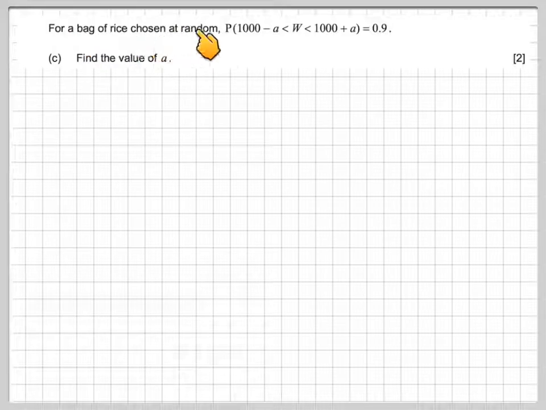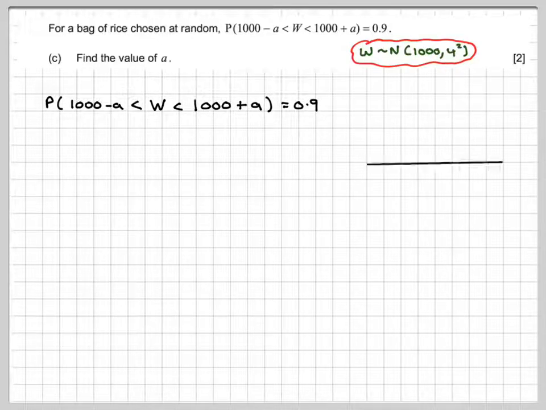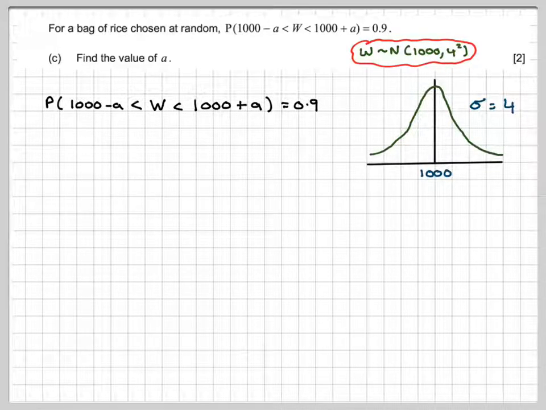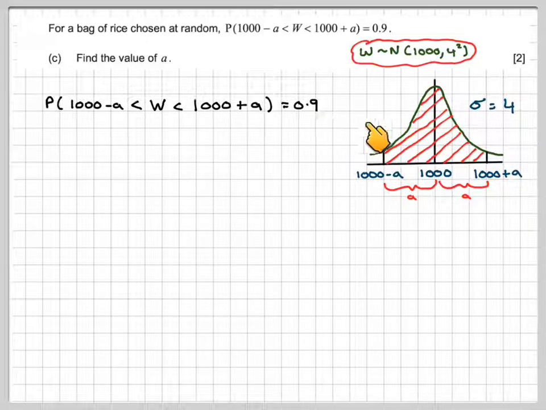It says for a bag chosen, the probability of 1000 minus a value of A being less than W, which is less than 1000 plus a value of A, is equal to 0.9. Find the value of A. So again, W is normally distributed with a mean of 1000, standard deviation of 4. Very, very important to draw the diagram. So we want 1000 minus the value of A, which we'll put over here, and then 1000 plus the value A over here. We know that the shaded area is equal to 0.9.